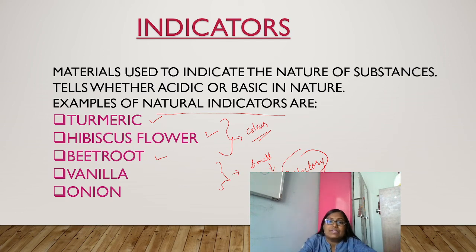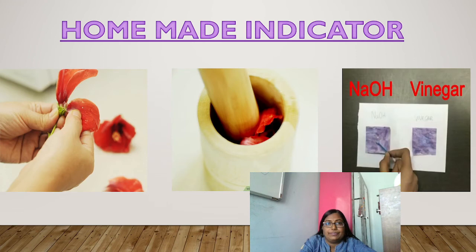Okay, our class will end with an activity to prepare a homemade indicator. As I told you, the hibiscus or the shoe flower, which is commonly seen in most of the places, can be used to make a homemade indicator. We can make it by following the steps like crushing it and then putting it on a piece of paper. When you put it on a piece of paper, you get stains which are generally violet in color. Just cut the strips of that and we can use it as a blue litmus paper.